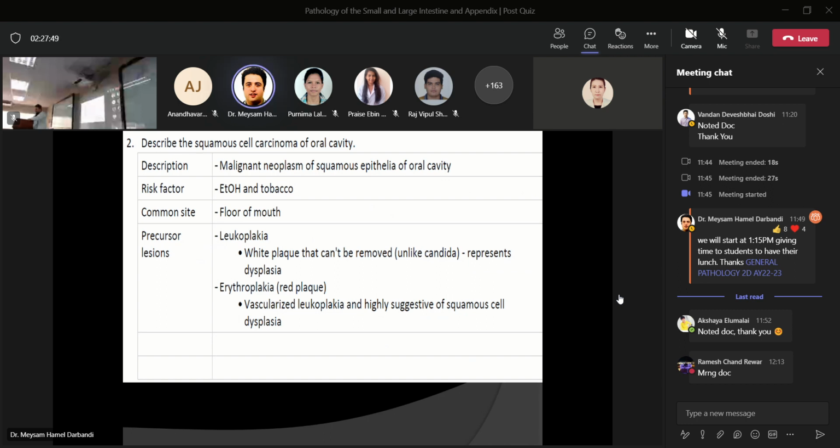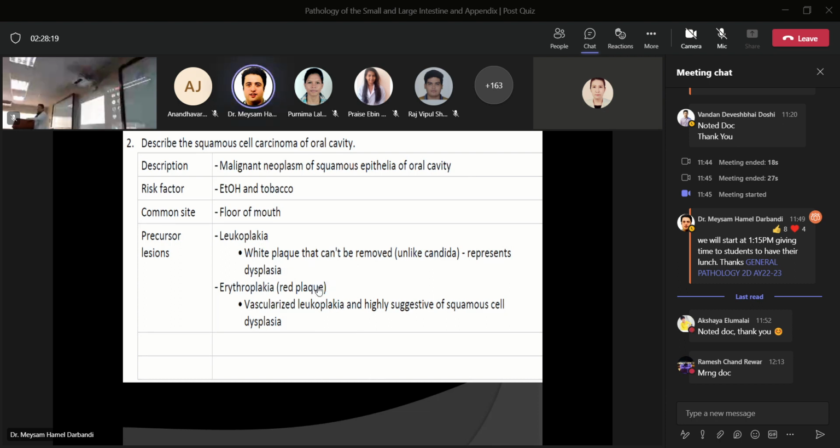Okay, let me go on. So describe the squamous cell carcinoma of the oral cavity. Description is malignant neoplasm of the squamous epithelia of the oral cavity. Risk factor is alcohol, that I know Ahmed is not drinking. How about others? Who drinks alcohol among you? Nobody. So tomorrow I will see you in IT Park that you are drinking. Tobacco, who smokes? Nobody also. Very good students.